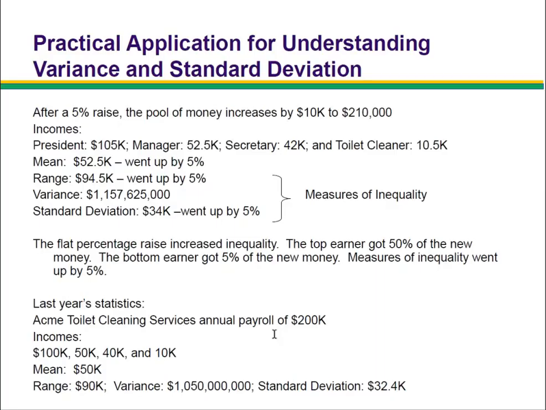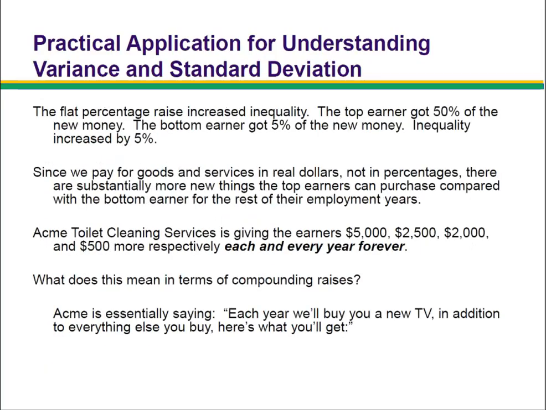Now, real goods and services cost real dollars, not percentages. So the $5,000 that the president got maybe can buy a TV every year for the rest of their employment. But the $500 the cleaner got, that's not enough for a TV. So the gap between rich and poor increases in that case. This is why some progressive organizations give a percentage raise with a floor. So like 5% or $1,000, whichever is greater. This reduces inequality instead of increasing it.